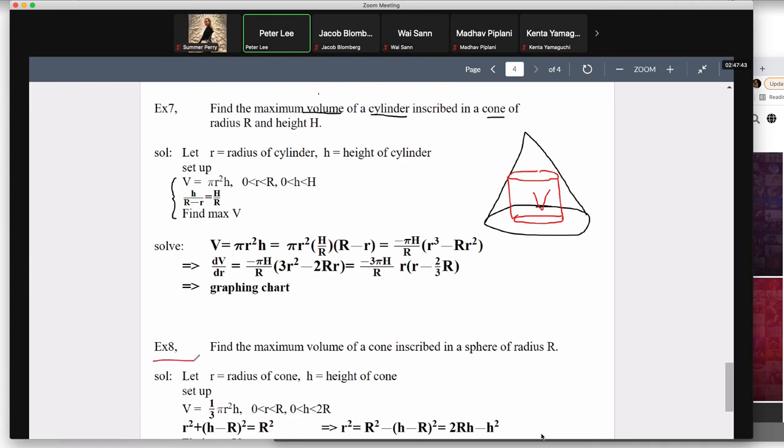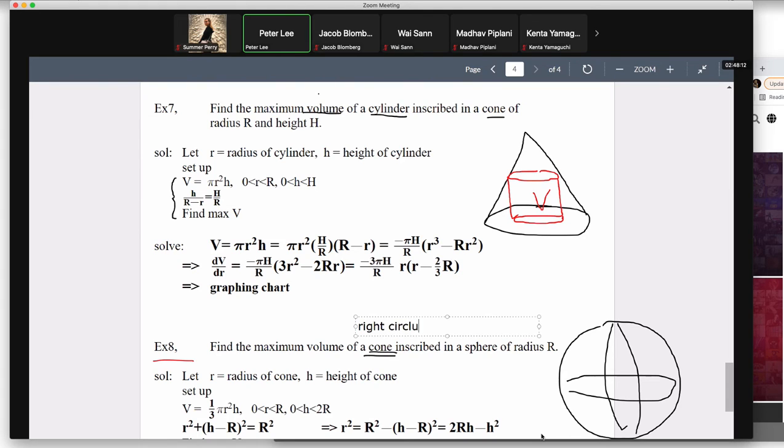Now, if you look at example 8, this one is inscribed in a sphere. We have a sphere here, right? And now, what is the problem in example 8? Find the maximum volume of a cone. By a cone, I mean, of course, a right circular cone. The technical name is right circular cone. We are not going to consider any other kind of cone.